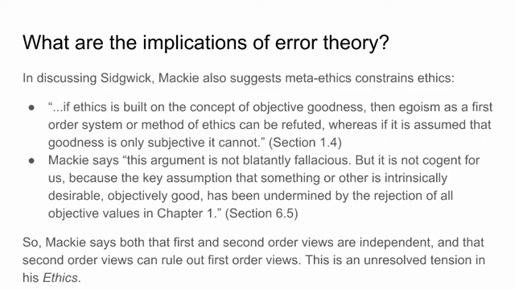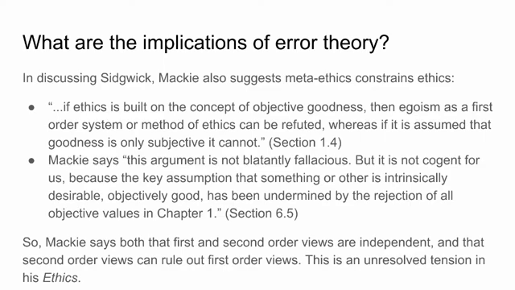So Mackie takes from this the following. He says that if ethics is built on the concept of objective goodness, then egoism as a first-order moral system, or method of ethics, as Sidgwick says, can be refuted. Whereas if it's assumed that goodness is only subjective or like a rational thing to pursue, then it cannot. So this seems to directly say that if at a meta-ethical level we think goodness is objective, then first-order egoism can be ruled out. Okay, so that's not consistent with the independence thesis.